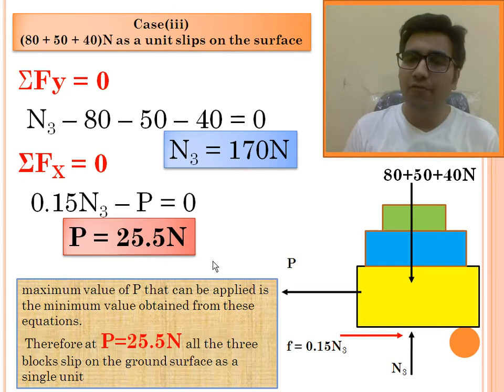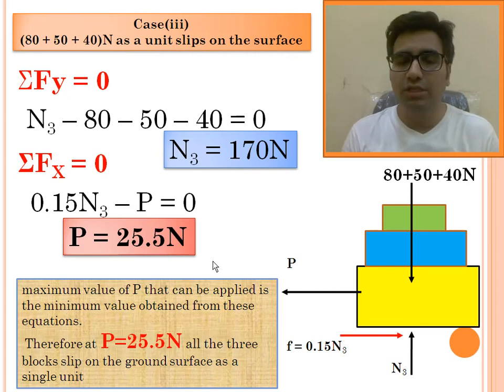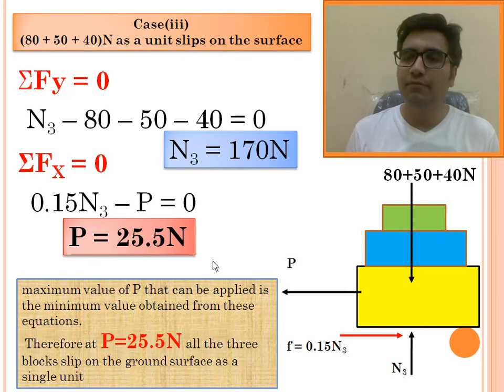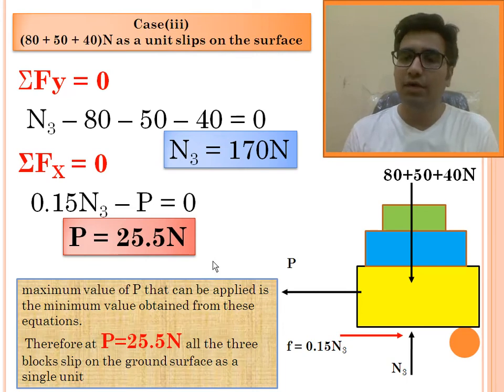So the minimum value or the maximum value of P is 25.5 Newton. At P equals 25.5 Newton, all the three blocks are going to slip, and that is the maximum value as well as the minimum value. So the question will ask either the minimum value or maximum value. It is the minimum of all the cases that is the answer in this case. Is that okay, my dear friend?